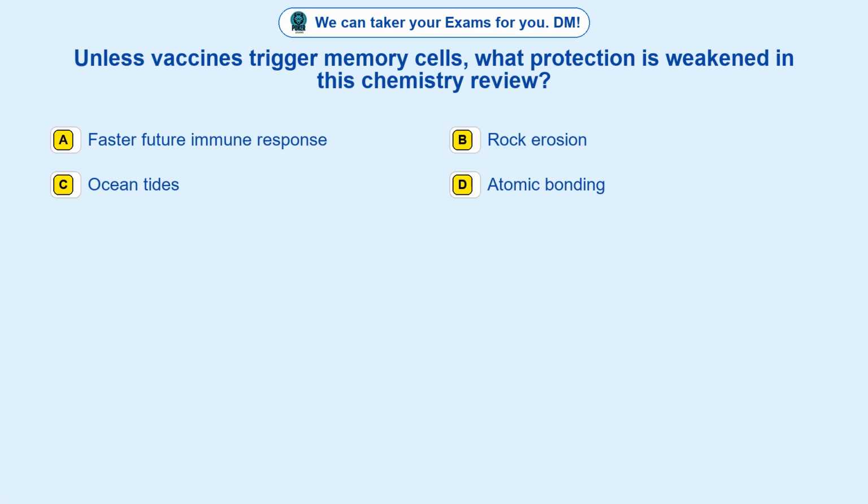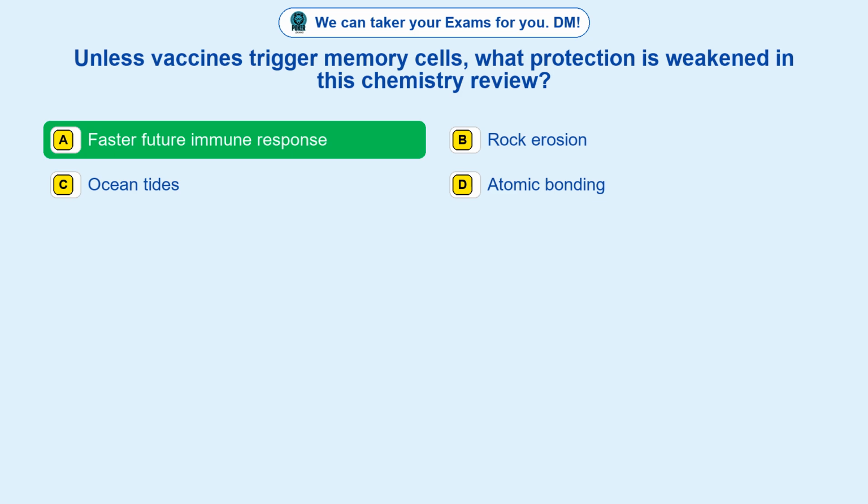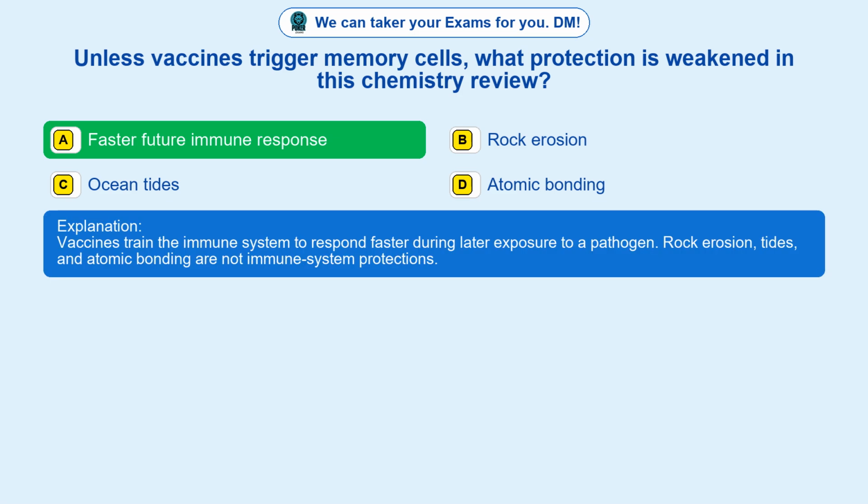Question 22. Unless vaccines trigger memory cells, what protection is weakened in this chemistry review? Option A, faster future immune response. Option B, rock erosion. Option C, ocean tides. Option D, atomic bonding. The correct answer is option A, faster future immune response. Vaccines train the immune system to respond faster during later exposure to a pathogen. Rock erosion, tides, and atomic bonding are not immune system protections.